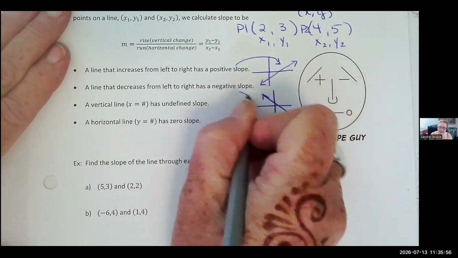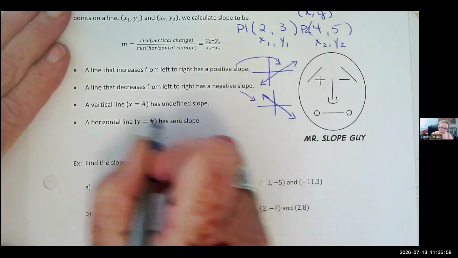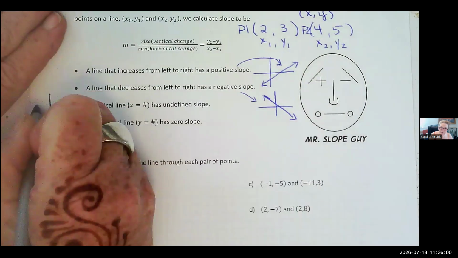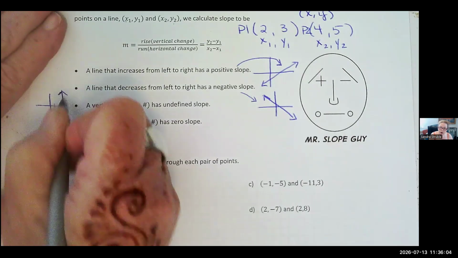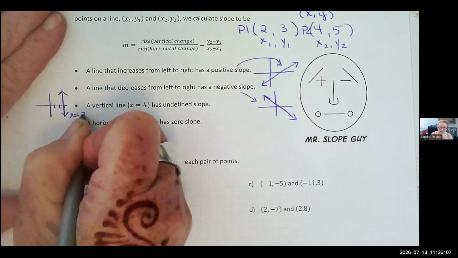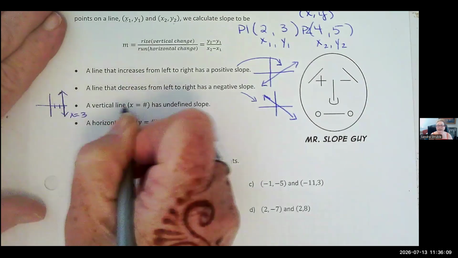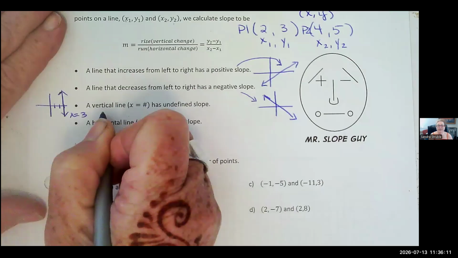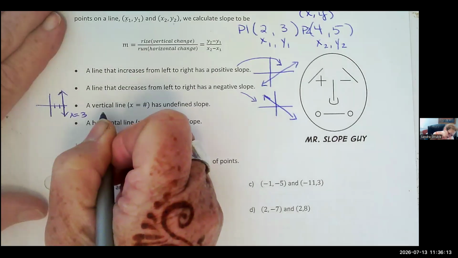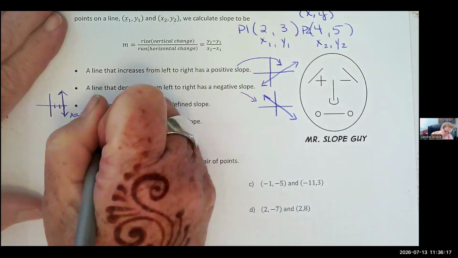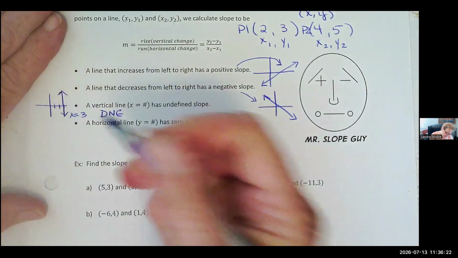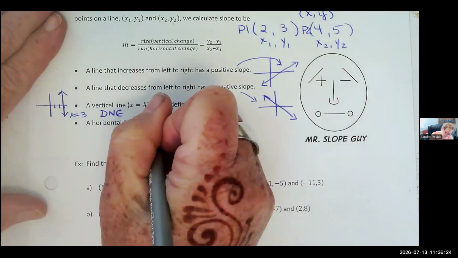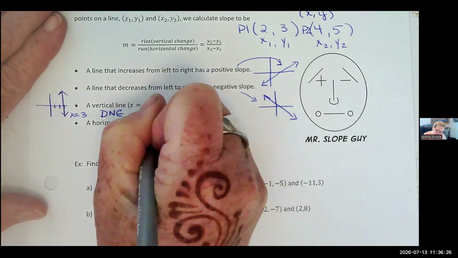A vertical line is where you have x equals. So this is, say, x equals 3. This is a vertical line and it has an undefined slope. When you put the calculation in, you're going to end up with a 0 in the denominator, and it's going to say on your calculator does not exist. And in math, you can say DNE, whatever it wants you to have, or undefined slope. All right, so this would be m is equal to DNE, or m is equal to undefined.